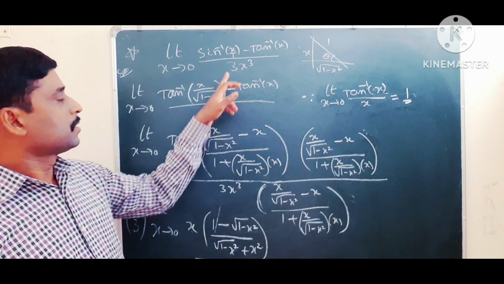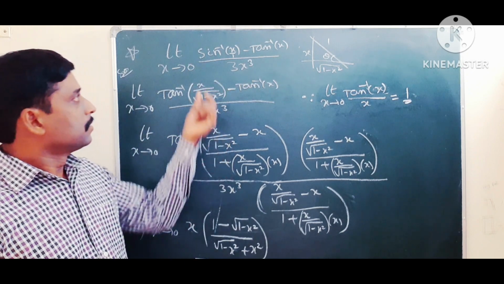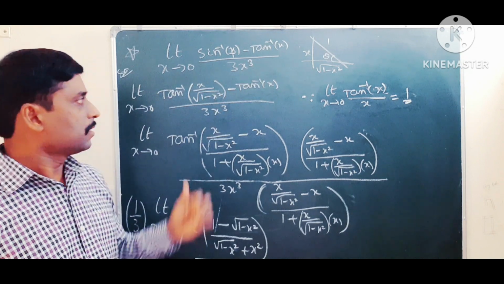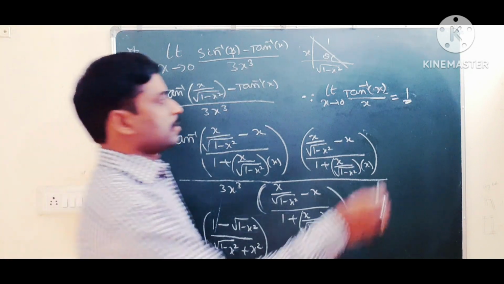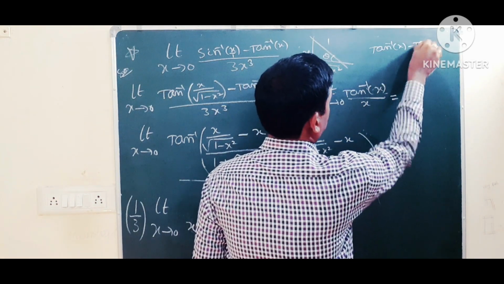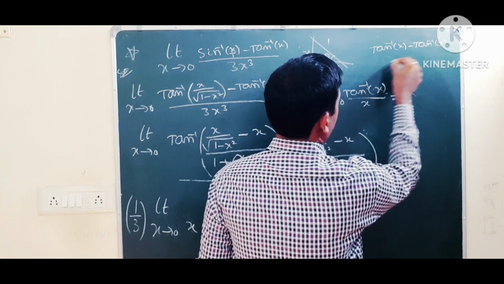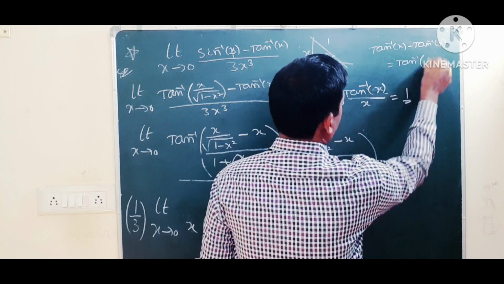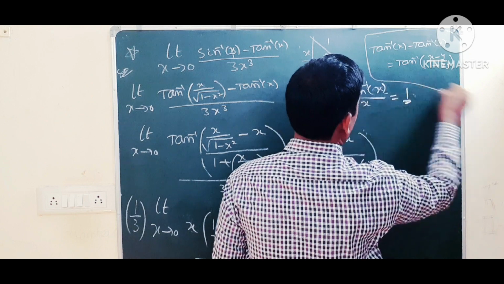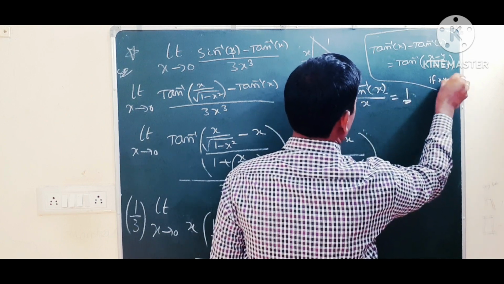Okay, here what is the constant? In the denominator, 3 is the constant. So first convert sin inverse to tan inverse. Why? Because we have tan inverse x minus tan inverse y. One formula is there: tan inverse of x minus tan inverse of y is equal to tan inverse of (x minus y) by 1 plus xy, if xy is less than 1.